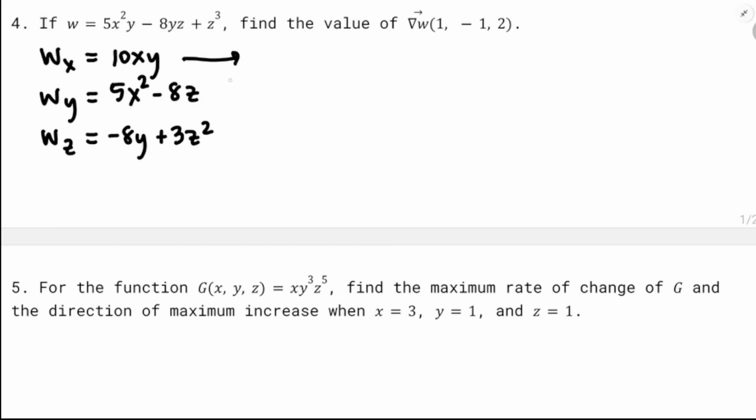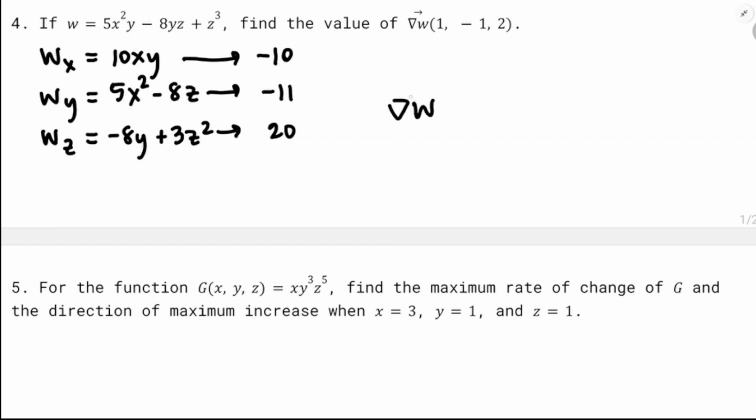And then I think what I should do is probably plug in my 1, -1, 2 to all of these, and then see what happens. So 10 times x times y, that's going to be -10. W with respect to y, with x equaling 1, that would be 5 minus 16 is -11. And then -8y is going to be positive 8 plus 3 times 4, 8 plus 12, that's going to be 20.